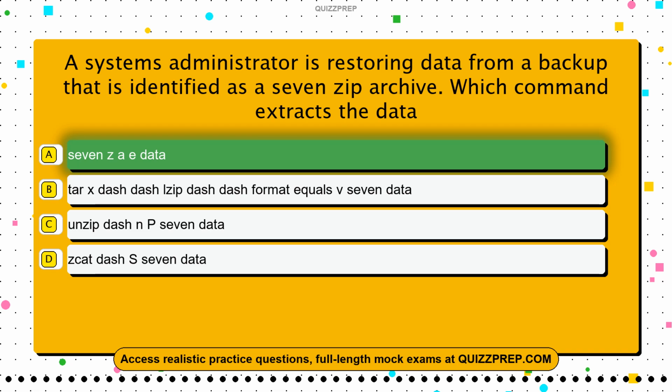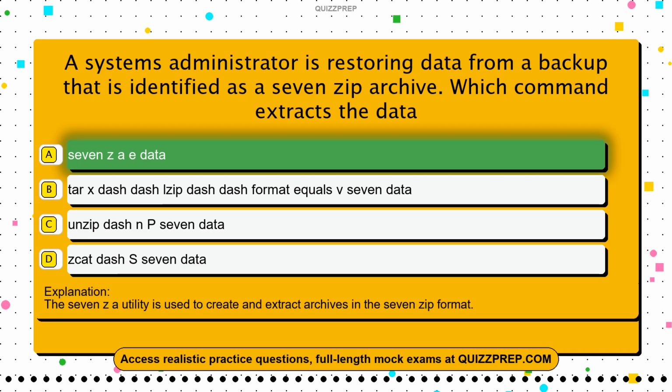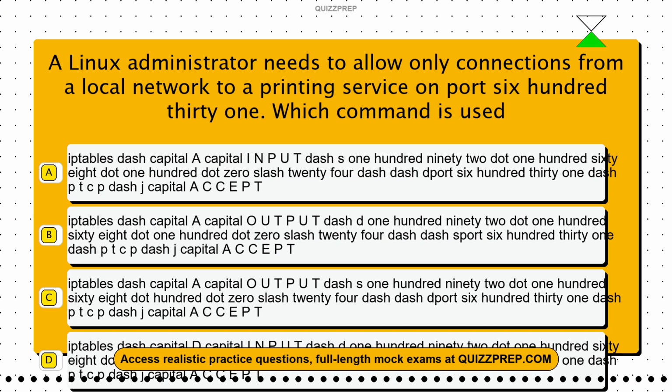The correct answer is option A, 7z e data. The 7z utility is used to create and extract archives in the 7-zip format. Question 133. A Linux administrator needs to allow only connections from a local network to a printing service on port 631. Which command is used?